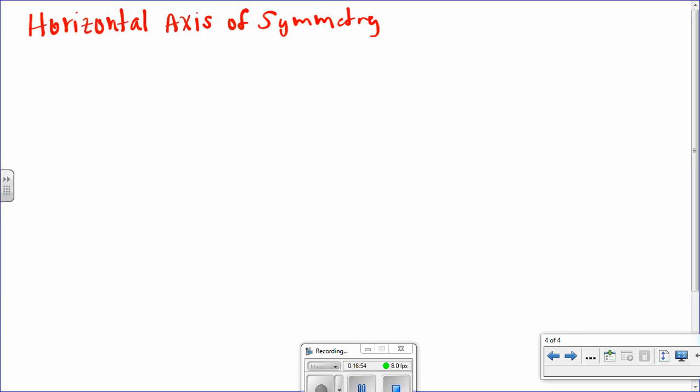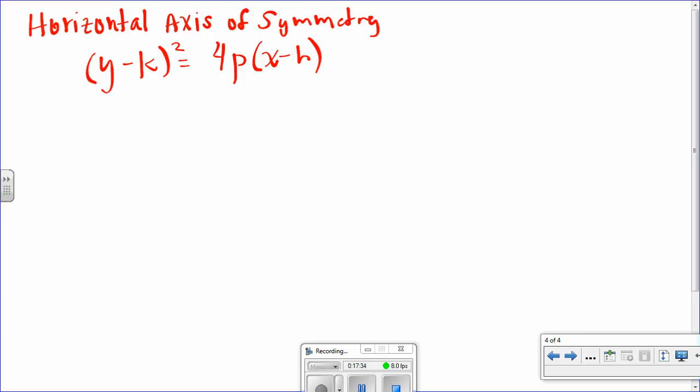Alright, so standard form, if it's a horizontal axis of symmetry: y minus k squared equals 4p times x minus h. What's different about this one than the last one? Y and k are over here, but notice y is still with k, x is still with h. Who was squared in the last one? The x is being squared in the last one. In this one, the y is being squared.